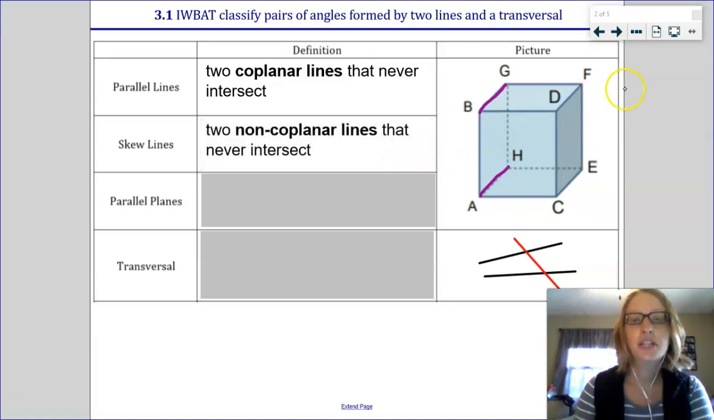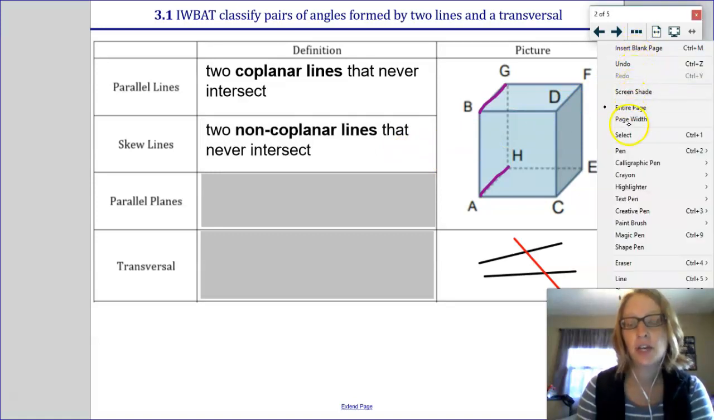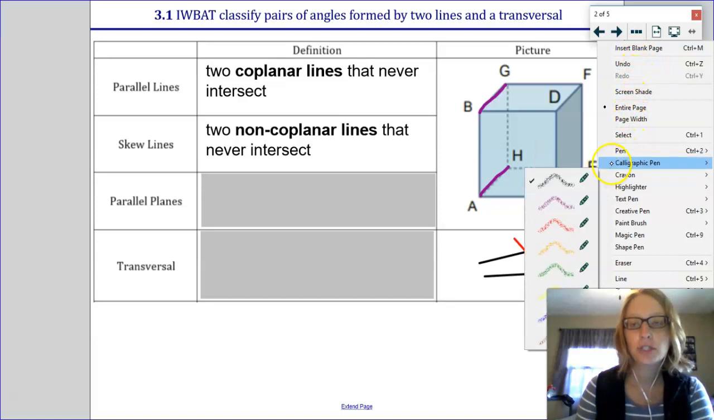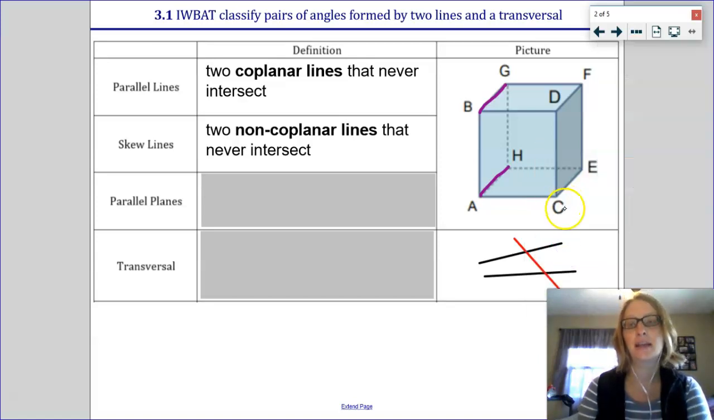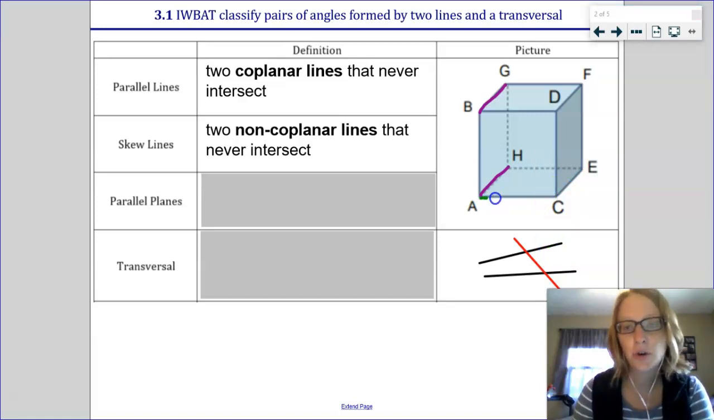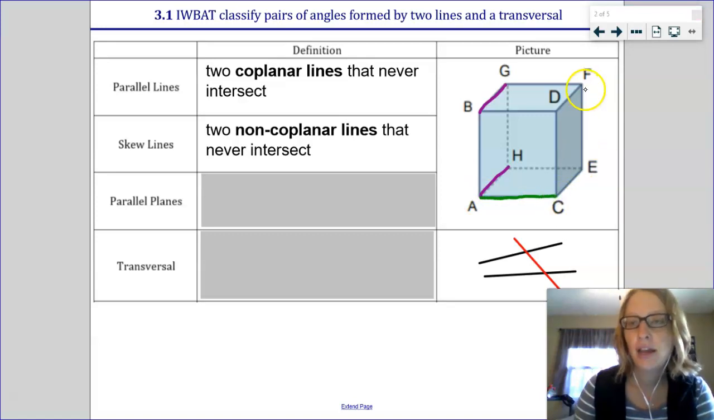Skew lines are any two non-coplanar lines that never intersect. So they never intersect, which is the same as parallel, but now they're not in the same plane. An example of that could be A to C and F to E. They're in totally different planes of the box.